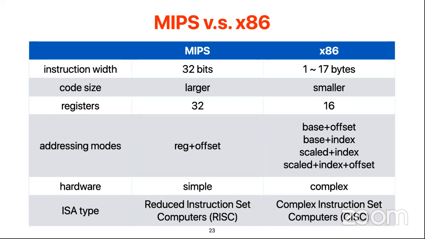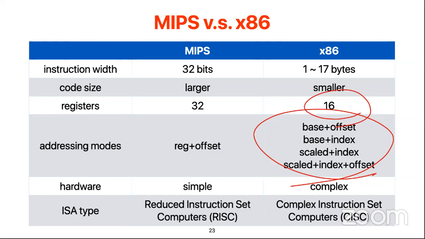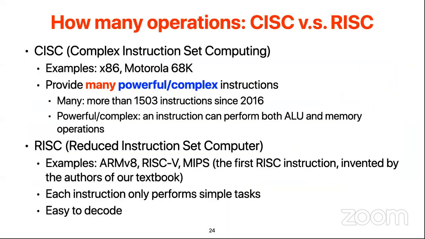And the addressing modes that x86 has are more. The registers that x86 has are fewer. And x86 also has tons of operations, right? It has like 1,500 operations.